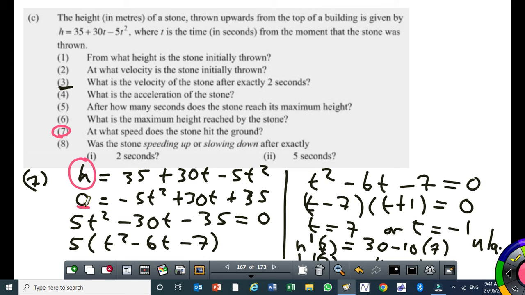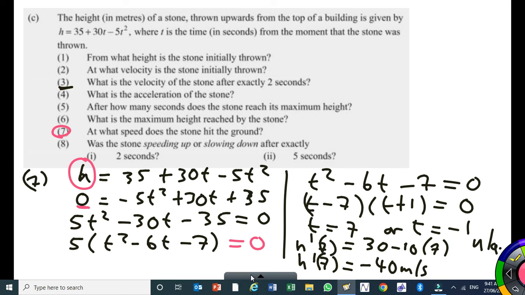This can be solved by factorization. So you take out the common factor, which is 5, right? And then you get t squared minus 6t minus 7, which can be factorized to t minus 7 times t plus 1. But time is never negative, it's always positive. So we take t equal to 7 and reject t equal to minus 1. So what this means is it will take 7 seconds to hit the ground.